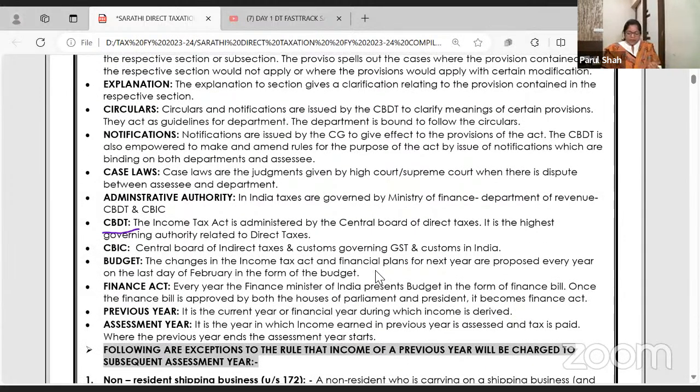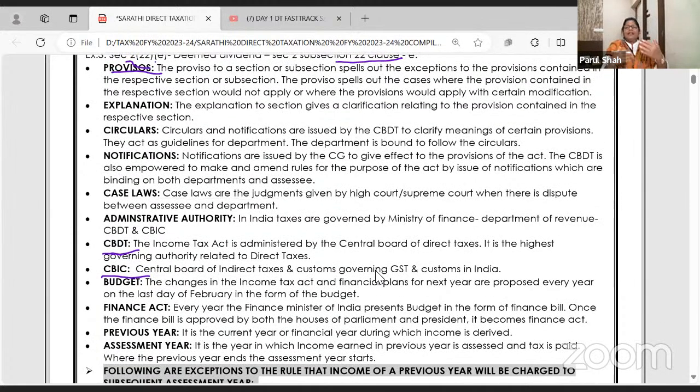So who is governing the direct tax in India? CBDT, Central Board of Direct Taxes, and indirect tax is governed by CBIC, Central Board of Indirect Taxes and Customs. Now and then, whenever some clarifications are required in income tax, they come up with circulars and notifications. Circulars are generally for internal use: CBDT, then the commissioners, chief commissioners and assessing officers. There's a hierarchy, so they will all follow circulars.